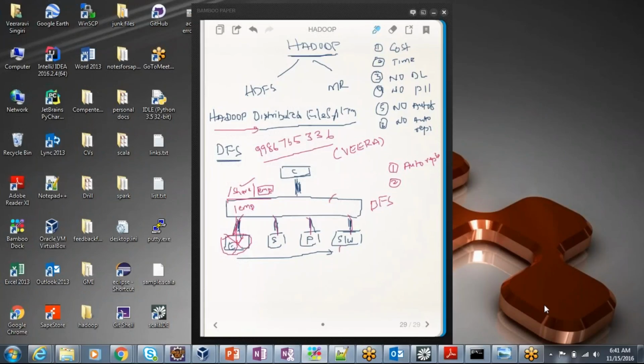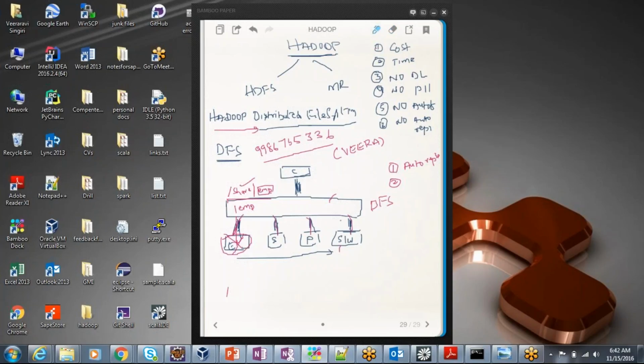See, in our offices, the shared drives work in such a way that they will give you one path for everyone. Let's assume the path is slash data share. That path is nothing but a DFS layer.